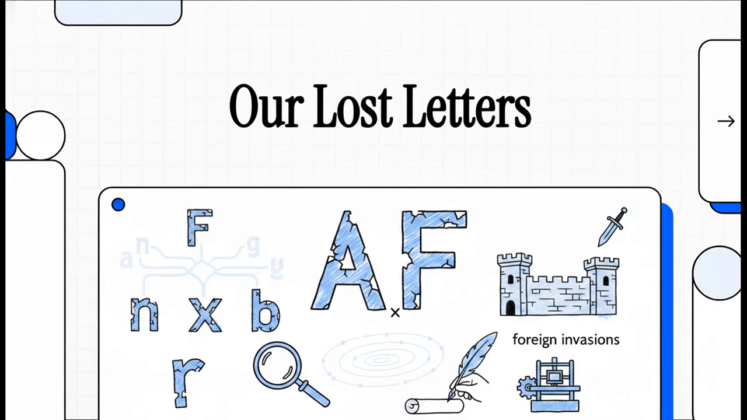Welcome to This Explainer. Today, we're diving into a seriously fascinating linguistic mystery. Think of it as a true crime evolutionary story, but for our alphabet's lost letters. You know those 26 letters we use every single day? Well, they actually aren't the original lineup. We used to have a few extra siblings in there, these bizarre, beautiful characters that were slowly killed off over time by historical events, foreign invasions, and new technologies.